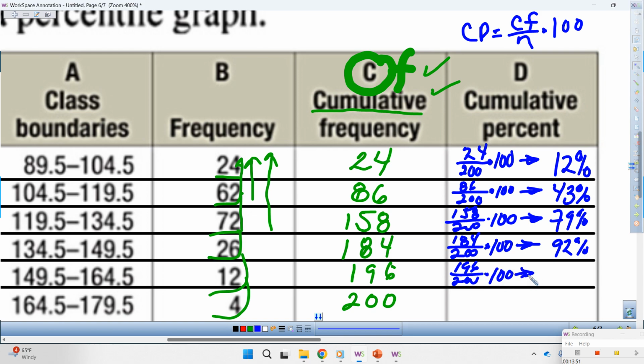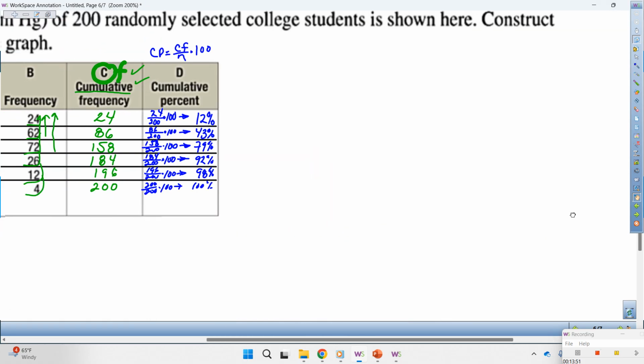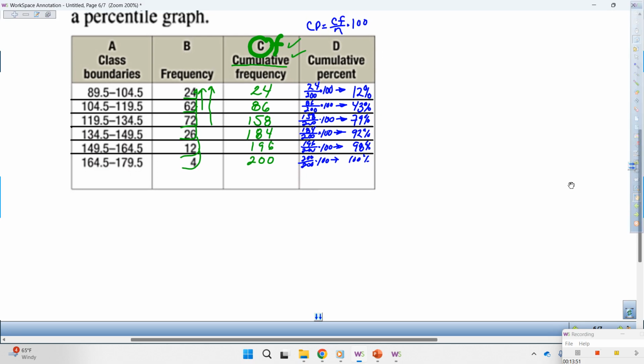Did you get a Logan? 98%. That looks about right. And the last one is 100%. All right. So, with that said, let me zoom out. We are here. From 1 to 5, how comfortable are you up to right there? Not bad, right? We've done this before pretty much. Now we're just applying a formula to get a percent for our cumulative.